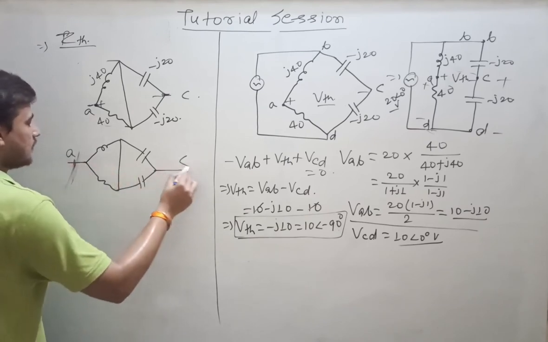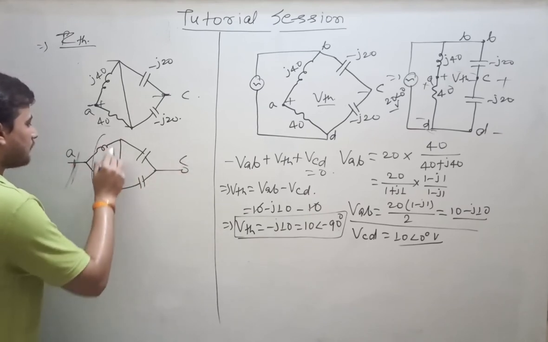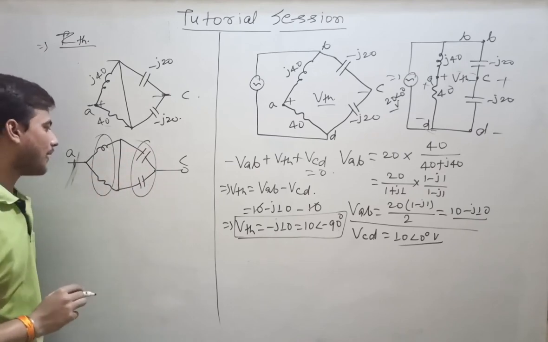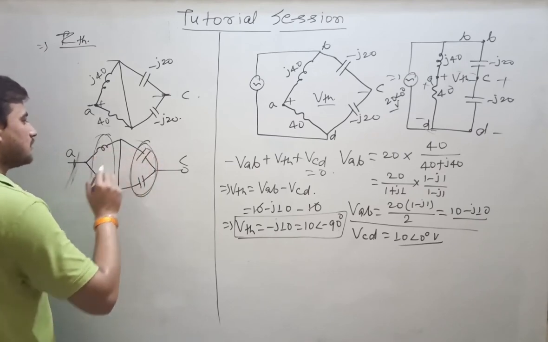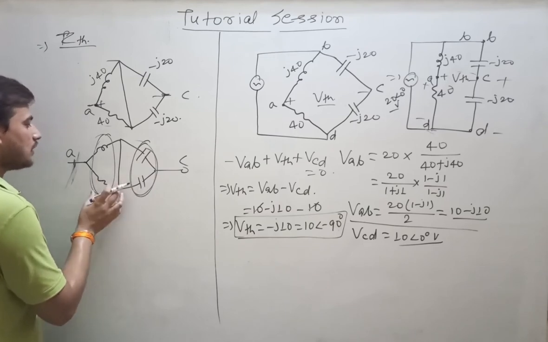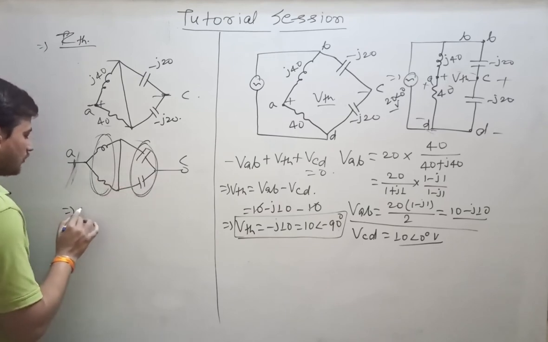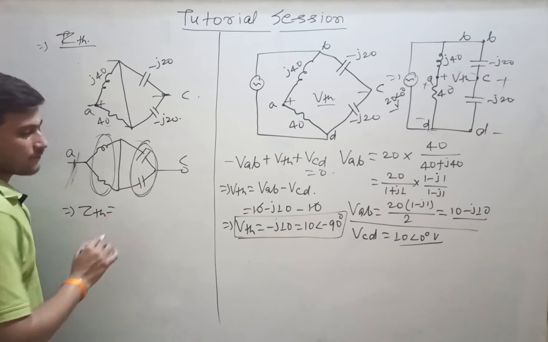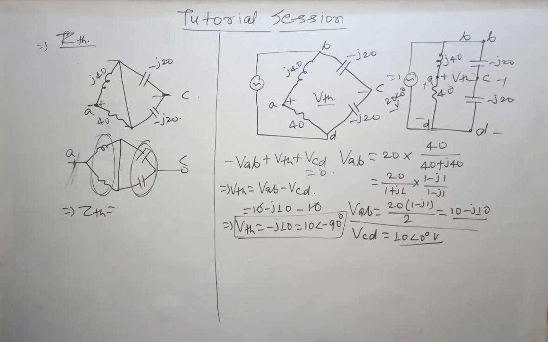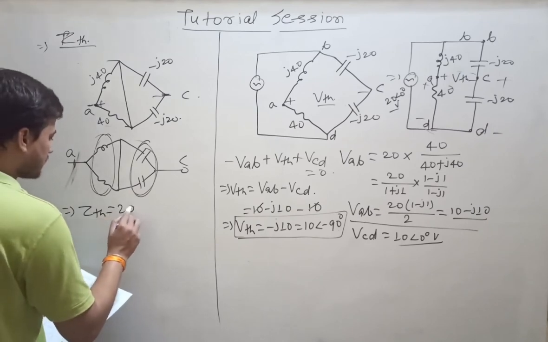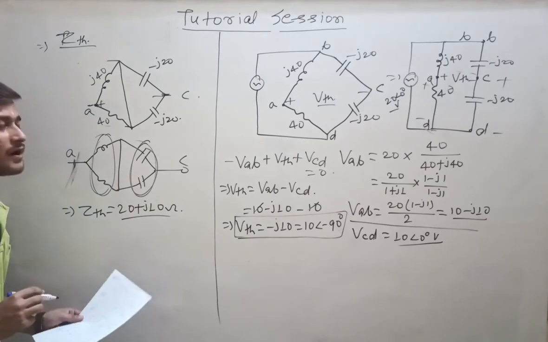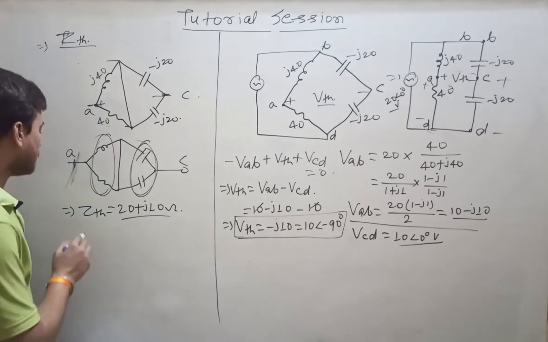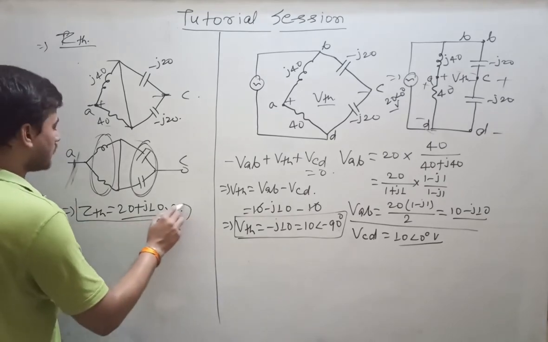A, C. Now you see these two branches are in parallel. So let us find the equivalent of this branch. Finally, you will add these two resistances and you will get ZTH. So from here, the value of ZTH is equal to 20 plus J10 ohm. This was a subjective question asked in GATE 2000 for 5 marks.